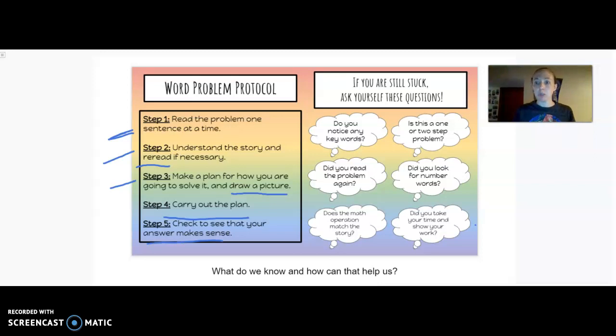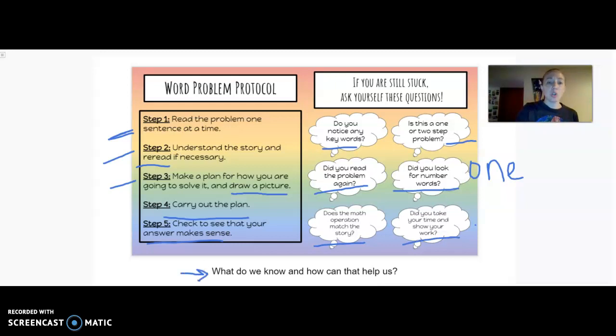Some other questions. You can look for some keywords, just be really careful not to just go by that. Read it again. Make sure whatever math operation you choose matches the story. Again, we'll talk a lot about these, so you'll see a lot of examples. Think, do I have to do 1 or 2 steps? Make sure you look to see if there are number words like 1. Don't skip over those. Those are generally important. And then make sure you take your time and show your work.